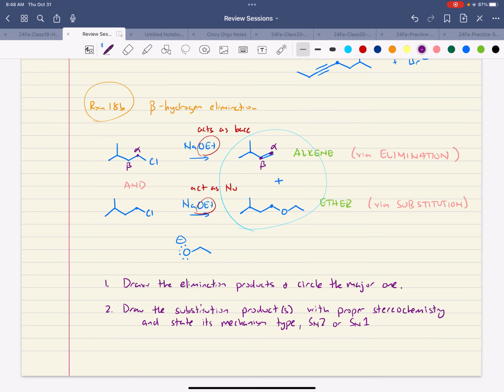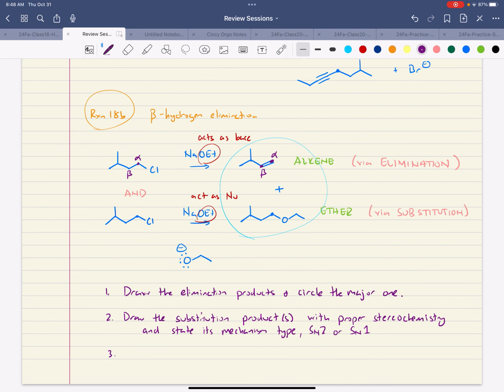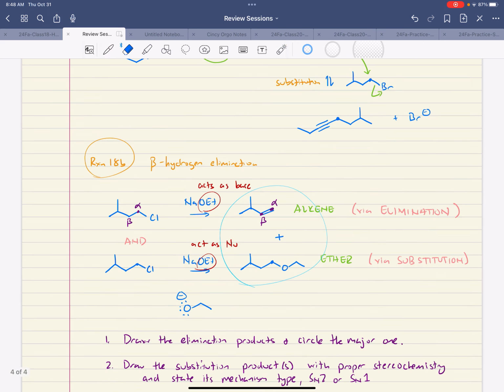Actually, there's one more. What if I want both? I may say draw all the substitution and elimination products and label which came from elimination and which came from substitution. So again, I could give you something like this. I will explicitly ask for both. I could explicitly ask for both elimination and substitution products, and underneath or next to it, tell me if it's elimination, or tell me if you got it from substitution.